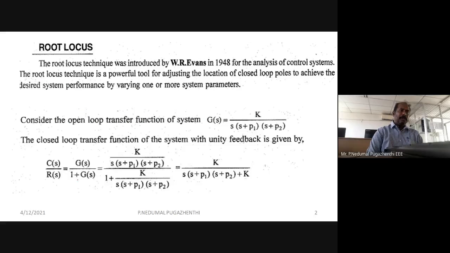It's a very powerful graphical tool, introduced by W. R. Evans in 1948 for analyzing control systems. It is a time domain approach, a time domain graphical approach.